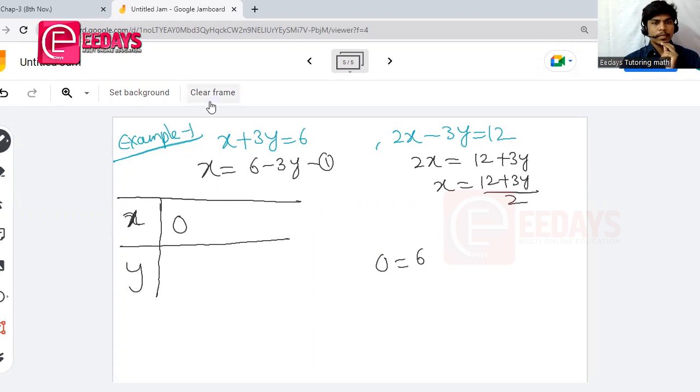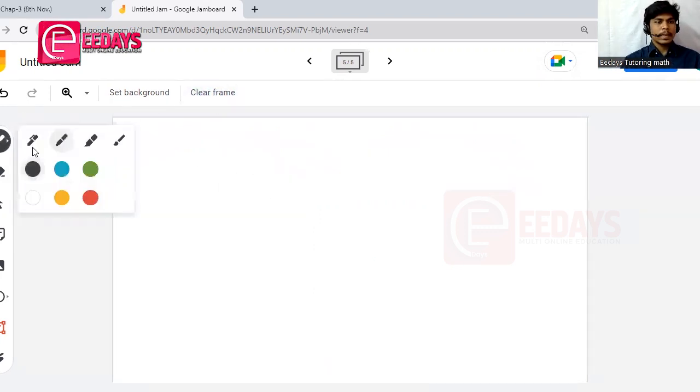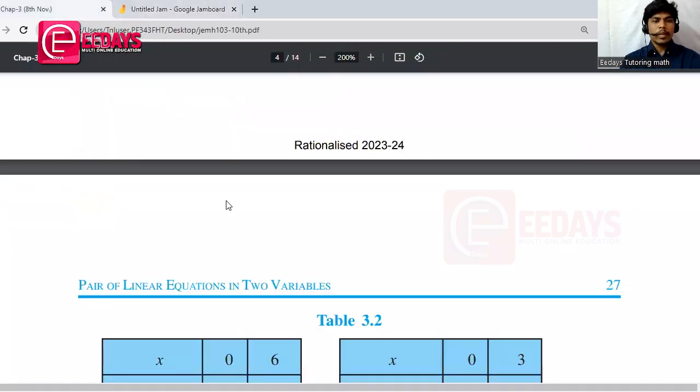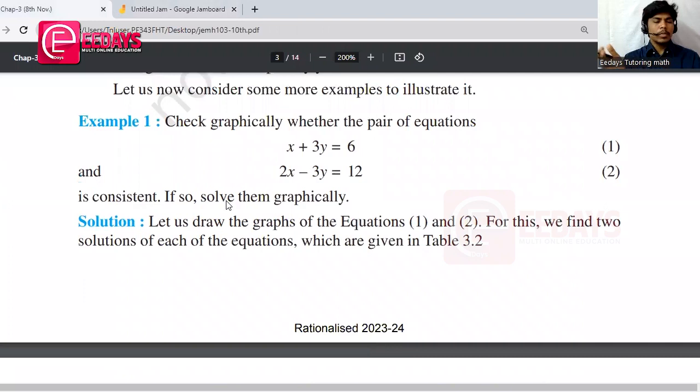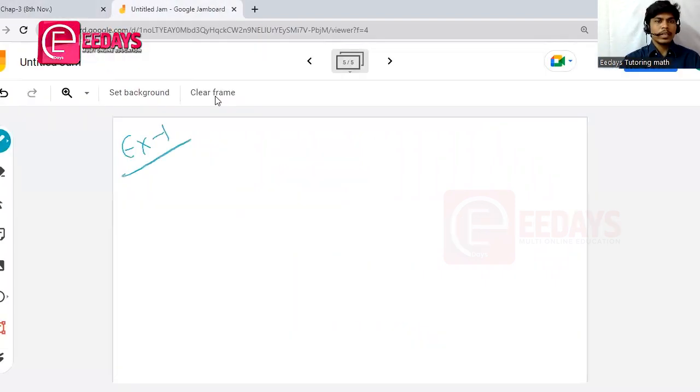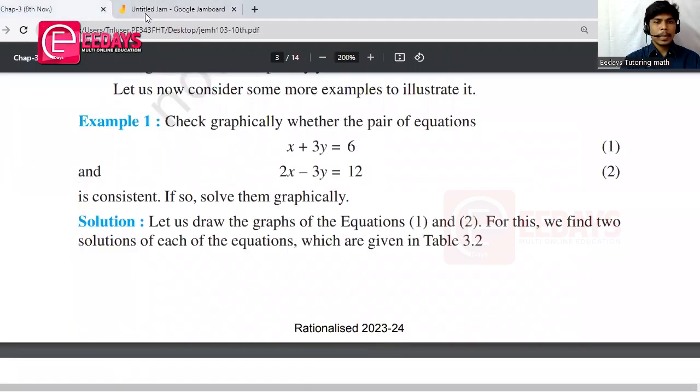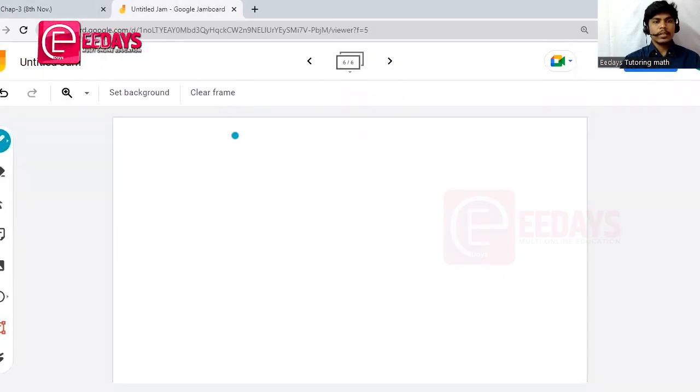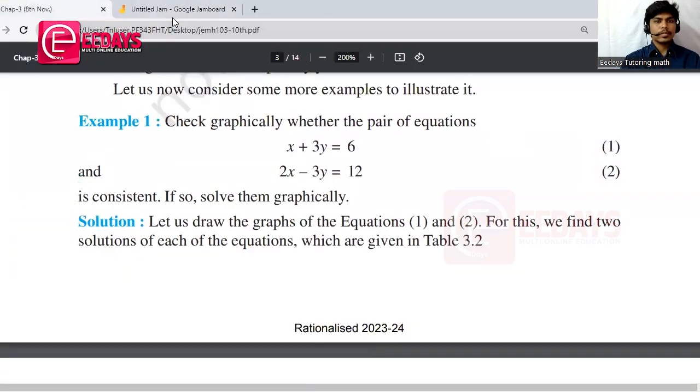Do one thing. Let's clear this. For your understanding, I'm writing again, guys. Try to understand. Example 1. Why? Because in the first attempt you couldn't understand what we are doing. If I do it directly, you couldn't understand. That's why I'm writing. The first equation I'm writing here: x plus 3y is equal to 6. The second equation I'm writing in the next slide: 2x minus 3y is equal to 12.